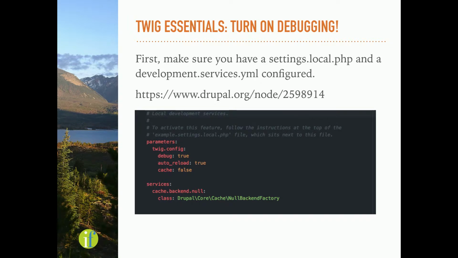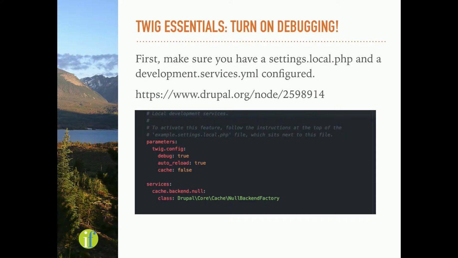You've got to turn on debugging. So the first thing you need to do is make sure you've got a settings.local.php and a development.services.yml file configured. And this Drupal page is really good. It's really helpful to check this out. It'll get you set up. It's how I was able to do it.